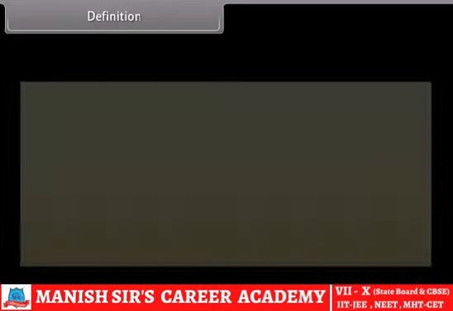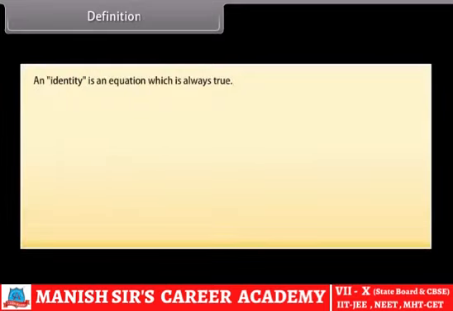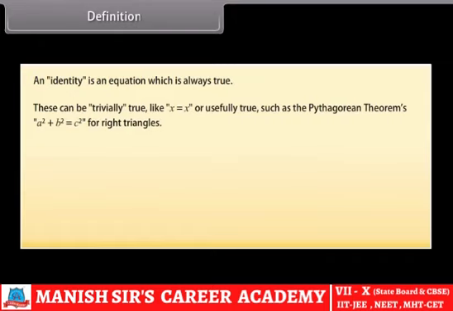Definition. An identity is an equation which is always true. These can be trivially true, like x is equal to x, or usefully true, such as the Pythagorean theorem: a square plus b square is equal to c square for right triangles.